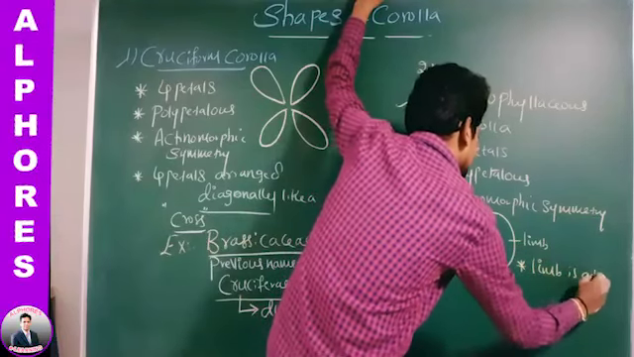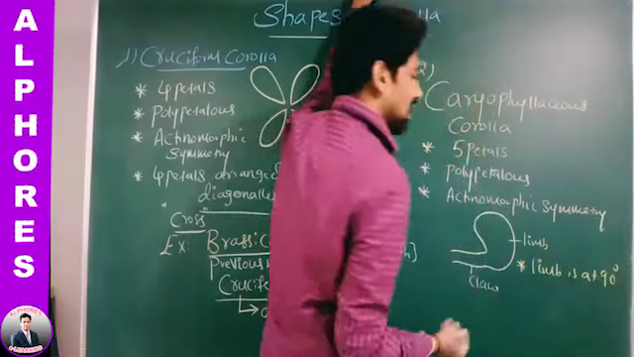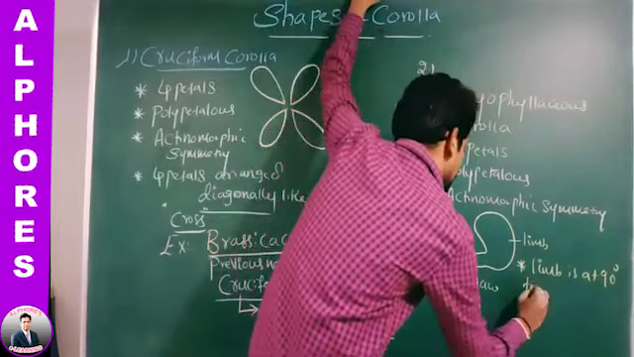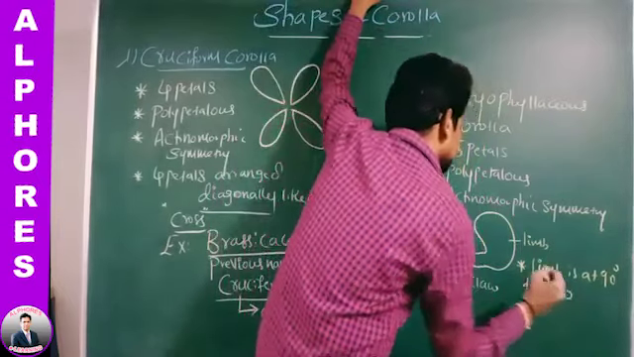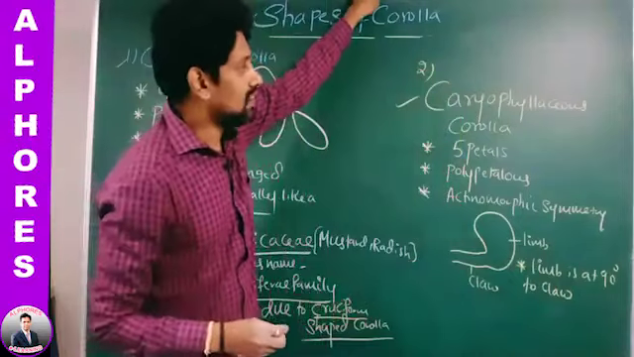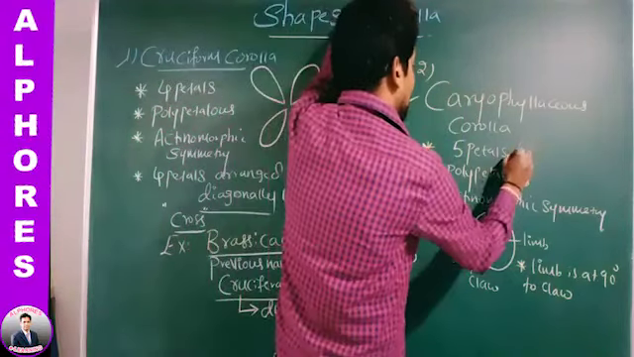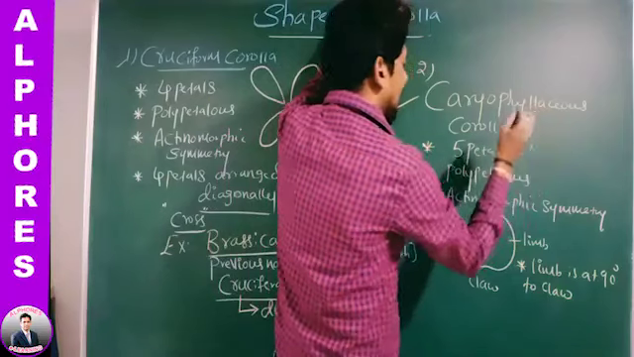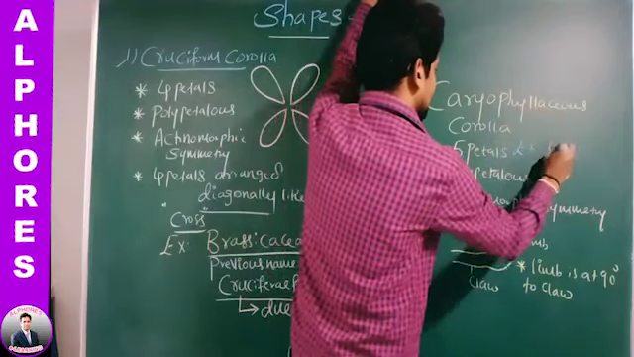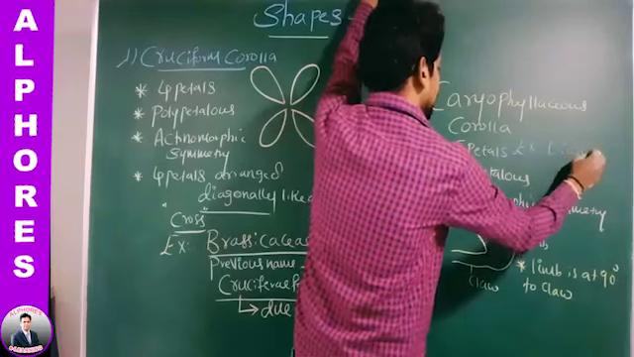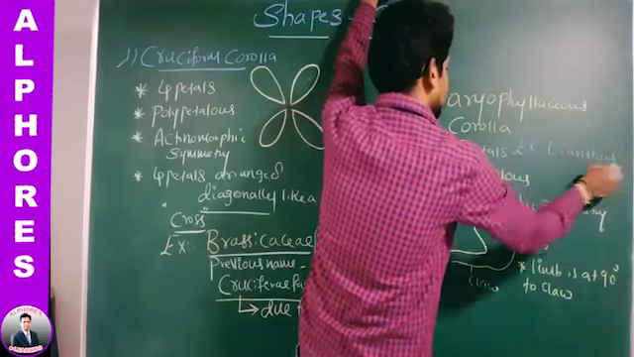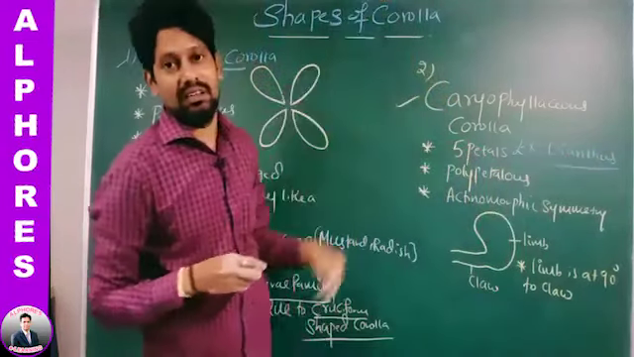Limb is at 90 degrees, a right angle, perpendicular to the claw. What is the example for caryophyllaceous corolla? I am writing the example for caryophyllaceous corolla: Dianthus.